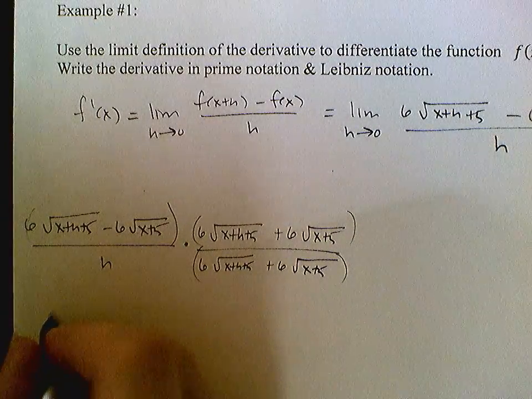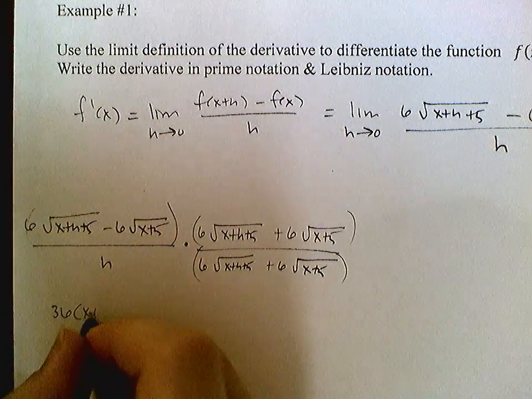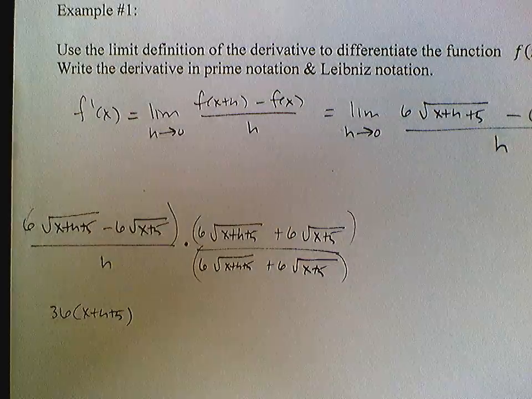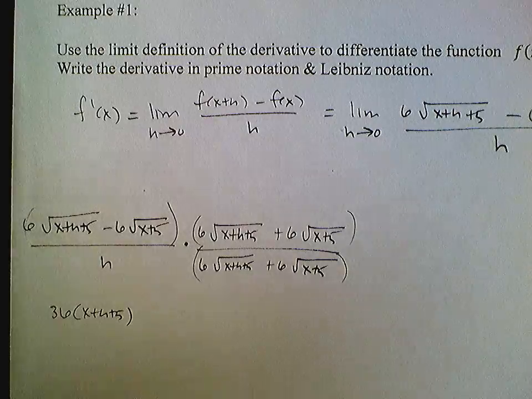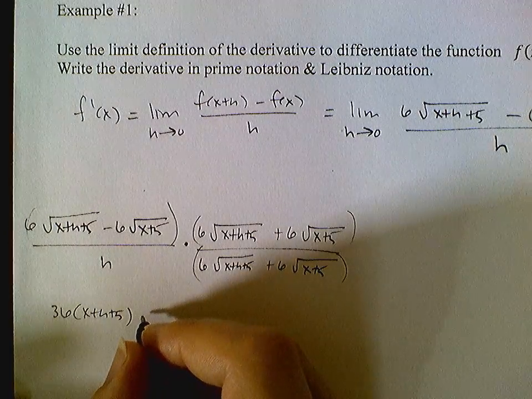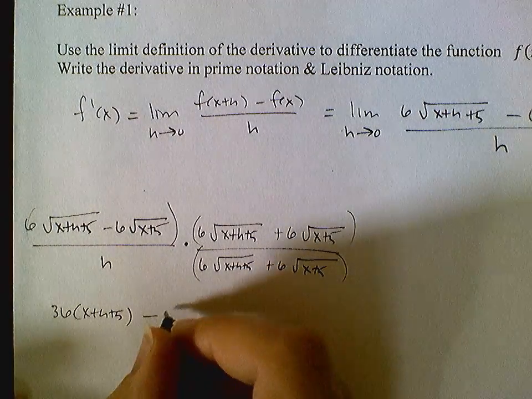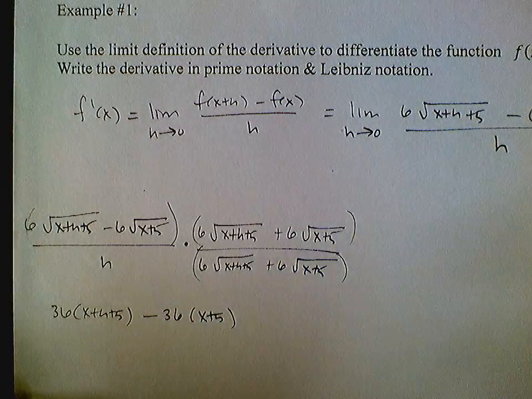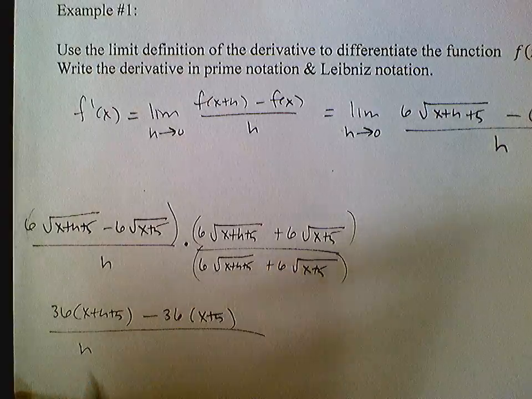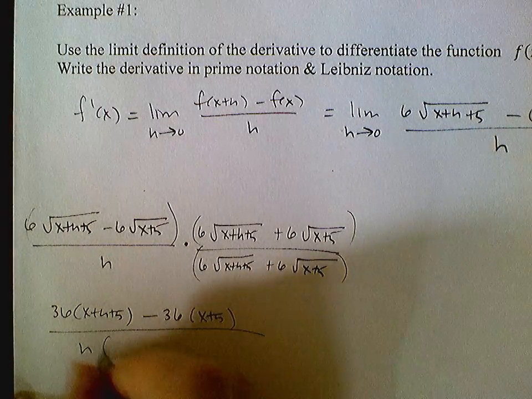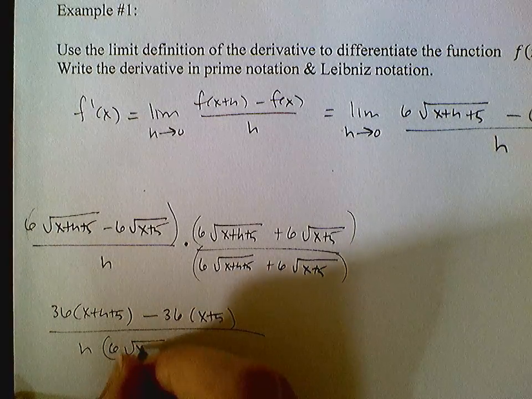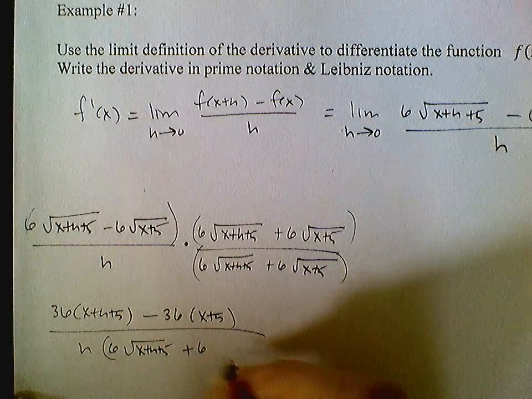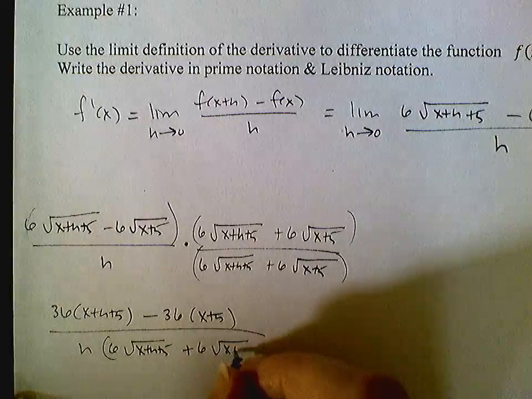So this is going to be 36 times (x plus h plus 5). Those parentheses are important there because it's going to be 36 times that whole thing. Minus 36 times (x plus 5), over h times (6 radical x plus h plus 5 plus 6 radical x plus 5).